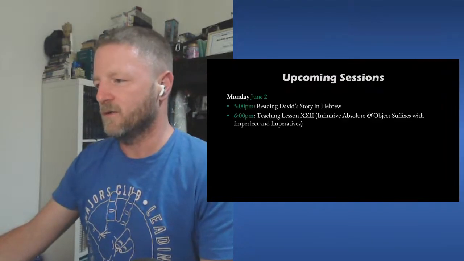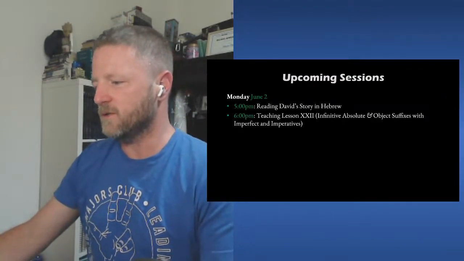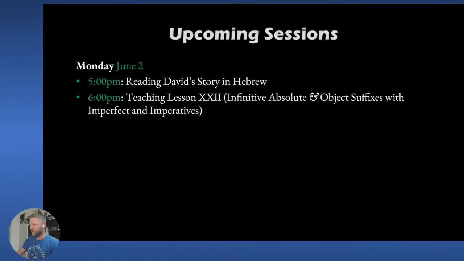I've been teaching through it. Jonathan was going to be teaching with me, but he had a life happen, so he's out of it for now. This is what we're looking at on Monday. That's this coming Monday. We are going to be continuing with David's story, and then teaching through lesson 22 and touching on the infinitive absolute and object suffixes with the imperfect imperatives.